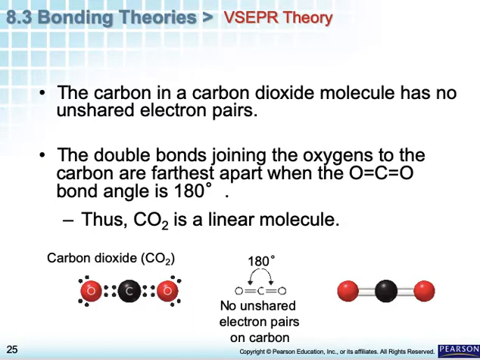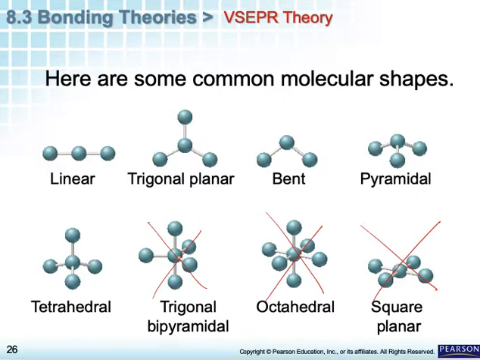Carbon dioxide, the central atom, has no lone pairs on it. The oxygen atoms each have 2 lone pairs, but we end up with a linear geometry. Those bond angles are 180 degrees between oxygen, carbon, and oxygen, and it is a straight line for all 3 atoms. Here you see I've marked out 3 of the shapes on this slide. I do want you to know linear, trigonal planar, bent, pyramidal, and tetrahedral. You might want to pause and make note of that.